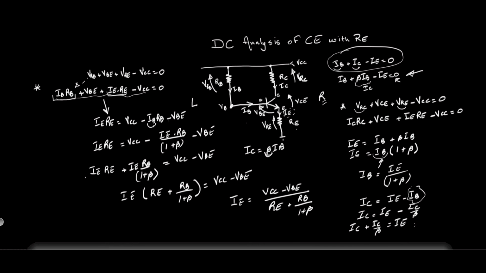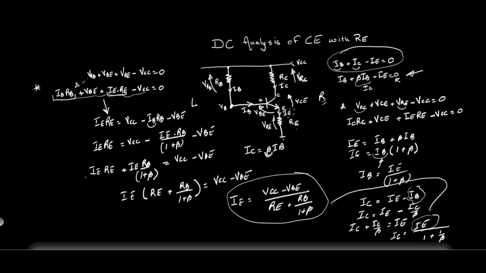And can I factor the IC? Sure. And that would be IE divided by 1 plus 1 over beta. Now, what can I do with this IE here? Well, you can put right here what you have and replace IE with that value. You can do it that way. Okay, so that would give you the value for IC based on these elements here.